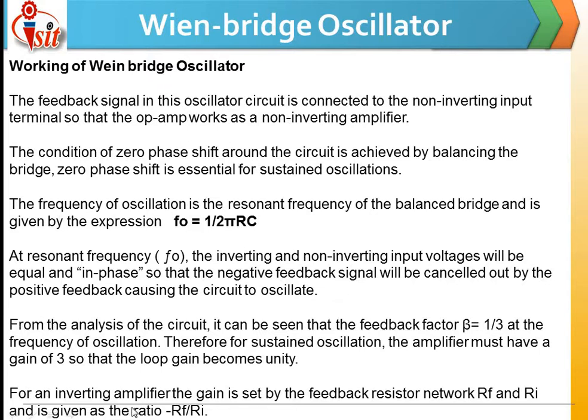Then for any inverting amplifier, the gain is set by the feedback resistor network RF and the input resistor R1, and is given as the ratio minus RF by R1. We know very well the gain of an inverting amplifier is minus RF by R1. R1 is nothing but the input resistance applied to that circuit. Instead of R1, if we write Ri here, then it is also okay.